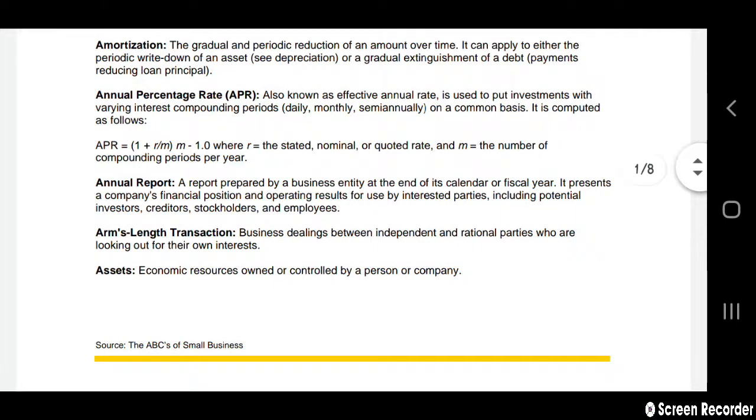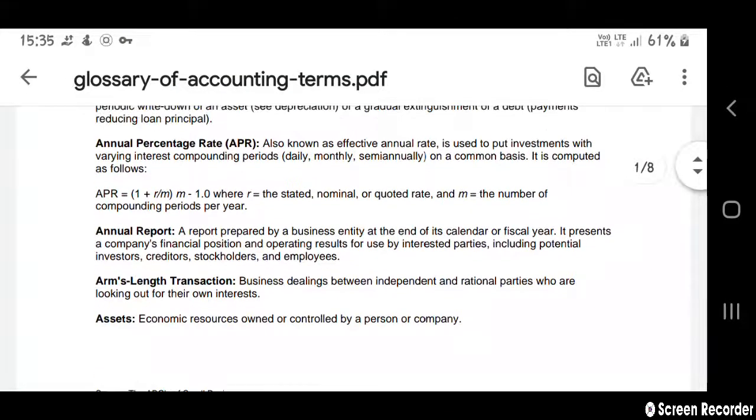Next, annual percentage rate. The APR, also known as the effective annual rate, is used to put investments with varying interest compounding periods on a common basis. It is computed as follows: APR equals (1 plus R/M) to the power M, minus 1, where R is the stated nominal or quoted rate, and M is the number of compounding periods per year.